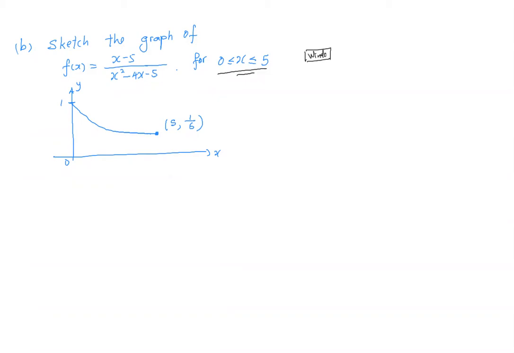I did, Miss. Yeah, so all that you have to remember: you cannot always do Zoom Standard. You have to go to the window. You put X minimum as 0 and X maximum as 5, so the graph will end there. So when X equals 5, you get 1/6, is it?